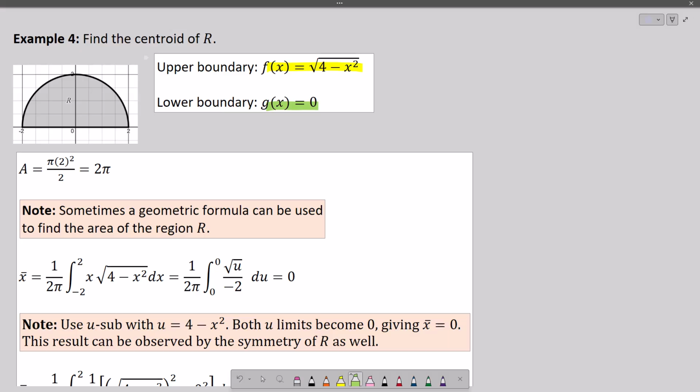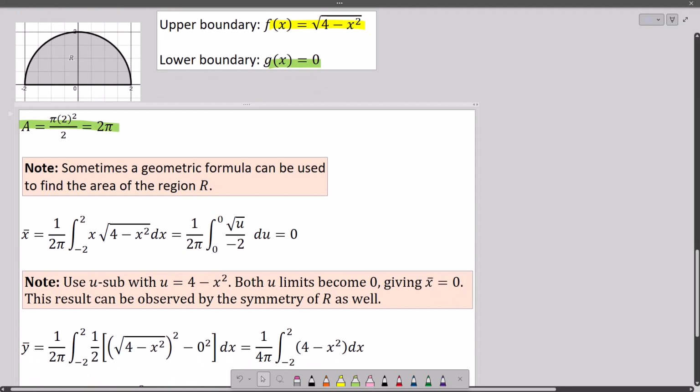And to find area, what we've been doing is integrating upper minus lower, but this is a geometric shape that we have a geometric formula for. So we could just do the area of a semicircle. So area of a circle divided by 2. So we could shortcut this one.